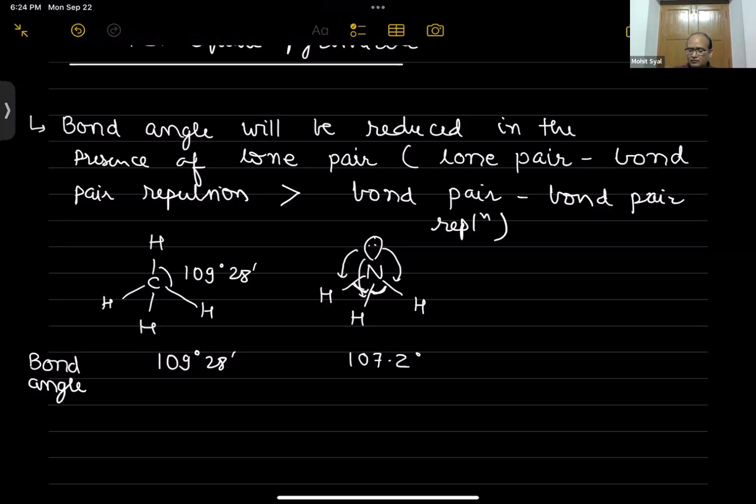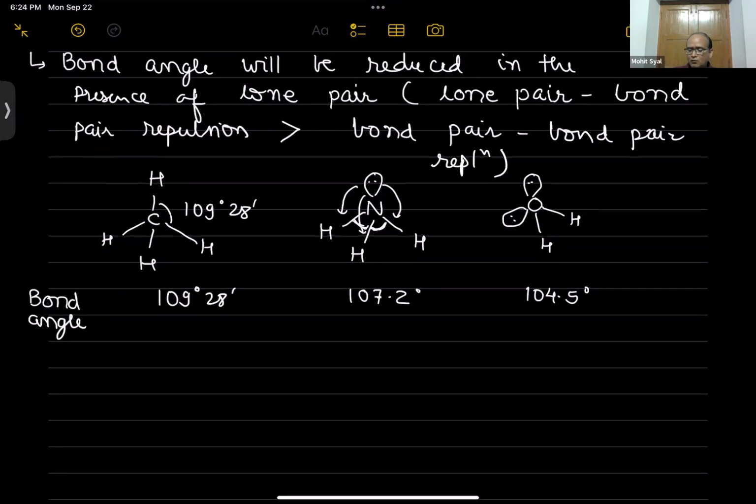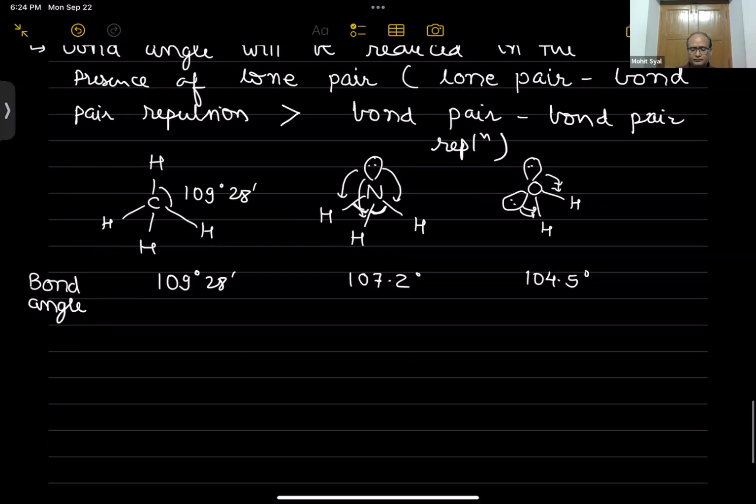Suppose if we take water, we have two lone pairs on oxygen. The hybridization is the same. And the bond angle, because there are two lone pairs, they are going to put more pressure on the bond pairs, so this bond angle is reduced further. Is it clear or not? The hybridization is the same because the steric number, lone pair plus bond pair, gives sp3, sp3, sp3.